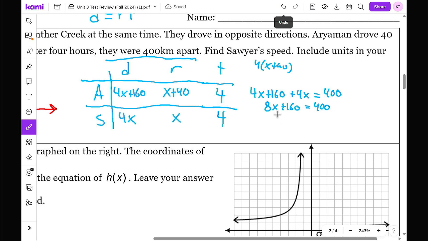Subtract 160, so I'll have 8X is going to equal 240. And then after that, I'm going to divide both sides by 8. So X is going to equal 30. So 30 is X and 30 is Sawyer's speed. So my answer is going to be 30 kilometers per hour.